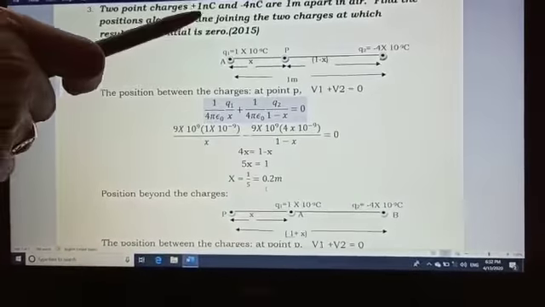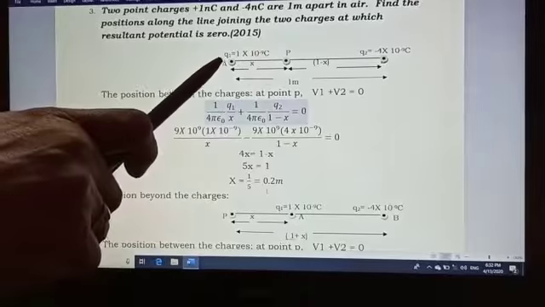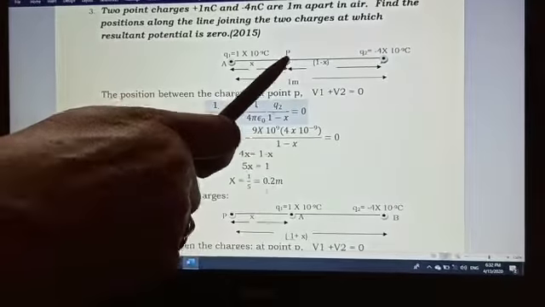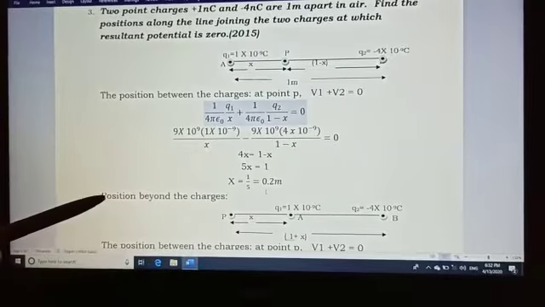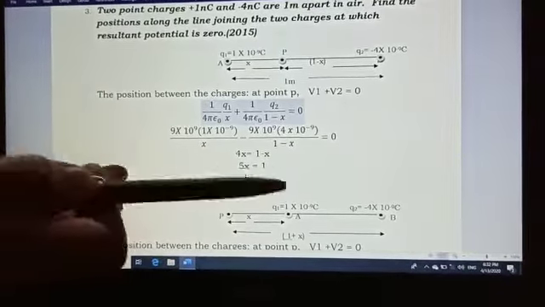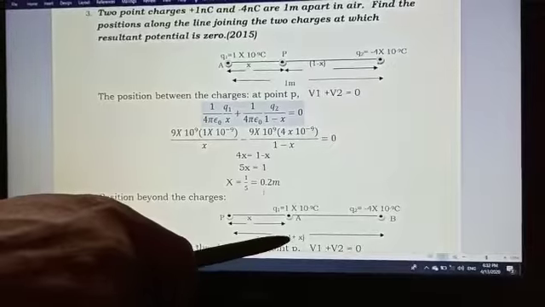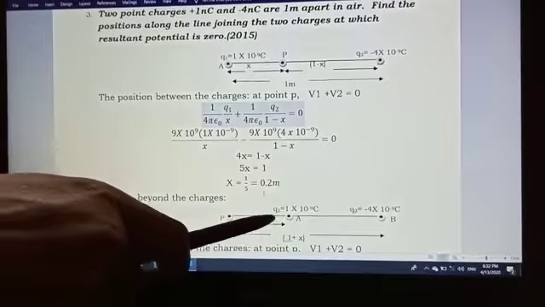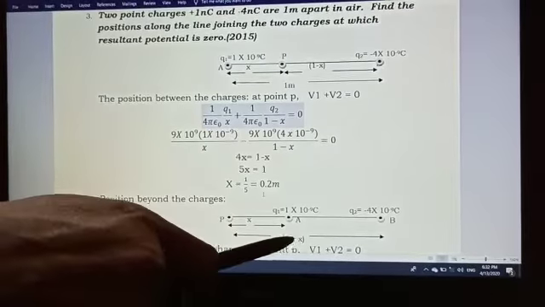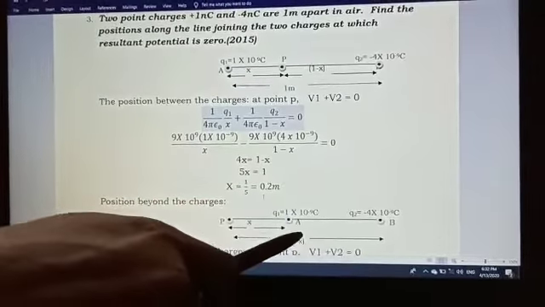Now, let us consider the same problem. A is here, B is here, and P is in between, but this time I will take P on this side, beyond this particular charge. Then what happens here? Here it becomes 1 minus x, but here it becomes 1 plus x. x is the distance from here to here, and from here to here it is 1, so it becomes 1 plus x.